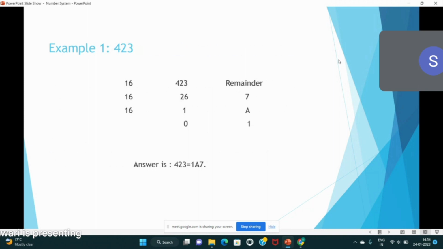Here, we know that to write the answer, we take the bottom to top arrangement. For 423, the hexadecimal number is 1A7.